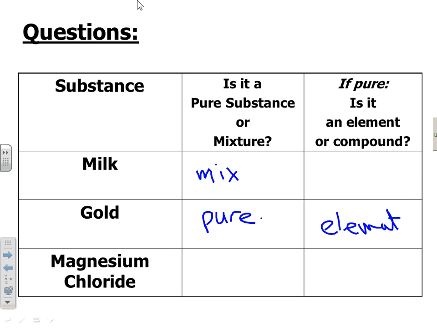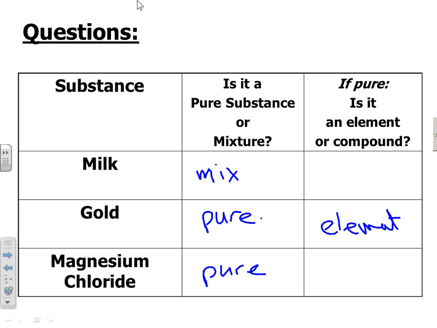Yep. No, it's not a mixture. Well, that's 50-50, so good job. Nice. Pure substance. And, yep, it's a compound. It's two of those elements put together as one. Even in the name, two elements put together as one.